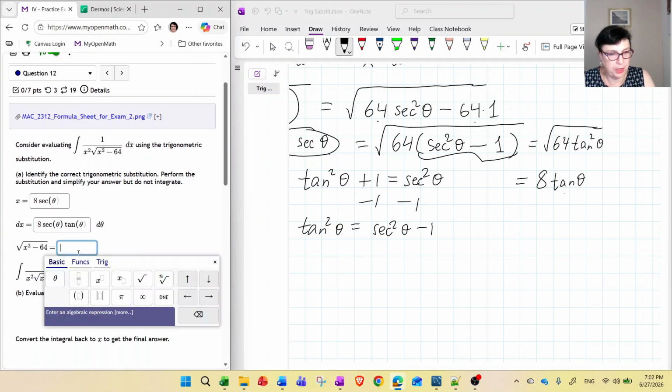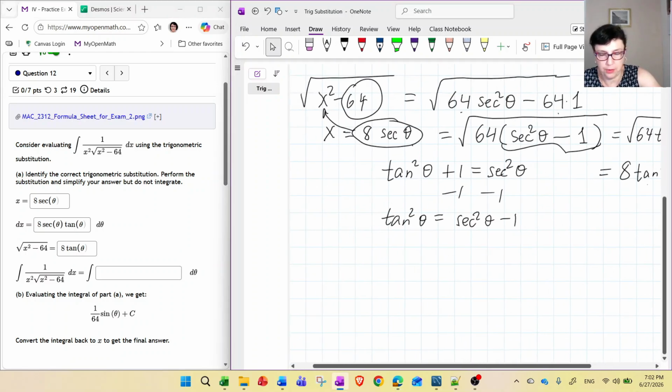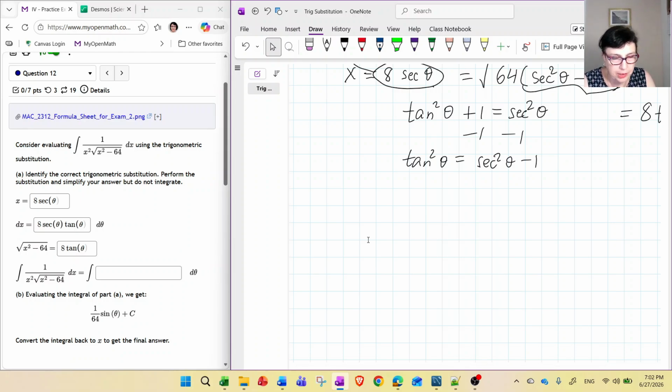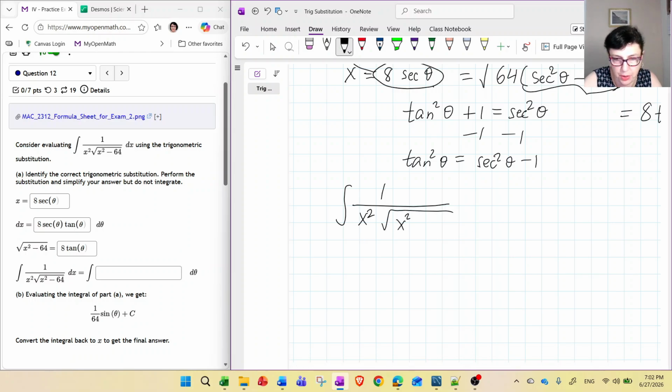And we just figured out from the square root that that's 8 tangent theta. Okay, so now we have to take this integral and translate it to theta language. So think of it like this. You started with English, so you started with the x integral. You translated it into Spanish, okay? And then you're going to do something with it. So let's translate it from x to theta. Okay, so we've got x squared. We got that square root. We just figured out what that is. And we also have dx.